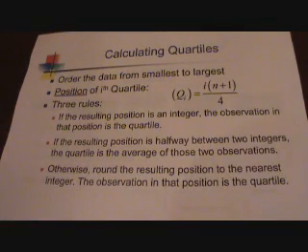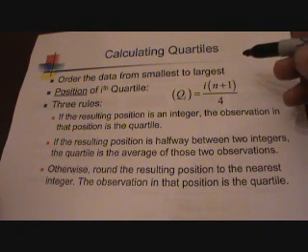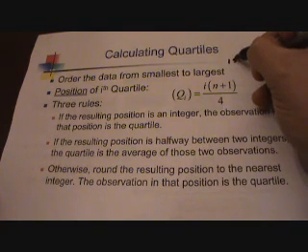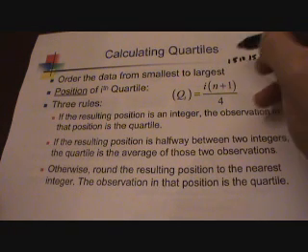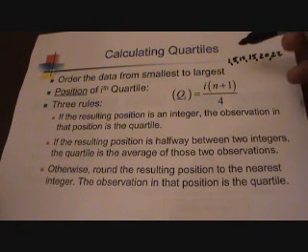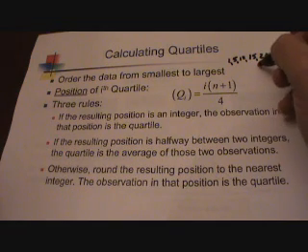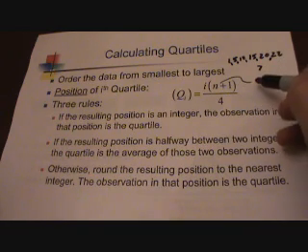Now, on calculating quartiles, there's a handy little formula. What we first do is take all of our data and arrange it from low to high. So for, say, a data set of 1, 5, 12, 15, 20, 22, we would arrange that from low to high. In this example, we've got 1, 2, 3, 4, 5, 6, 7 data points, and so n in this example can go all the way up to 7.